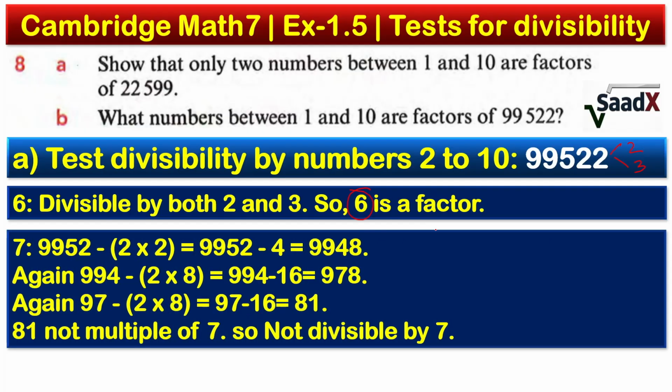7 needs some calculation. Take 9952 and the last digit 2, doubled. So 9952 minus 2 times 2, which is 4, gives 9948. Now 994 minus 8 times 2, which is 16, gives 978. So 97 is the rest, and the last digit 8 doubled is 16. So the ultimate result is 81. 81 is not a multiple of 7, so it's not divisible by 7. Very simple, very clear.